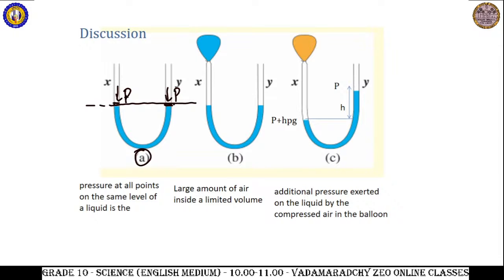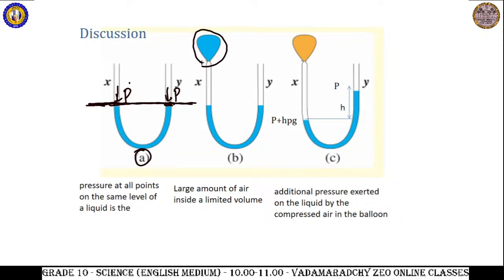Is that clear? In the first scenario, in the U-tube, the water level is the same. Why is it the same? We already studied that the pressure at the same level of a liquid is the same. We already know the pressure at the surface of the liquid is atmospheric pressure. There is no water column here, so the pressure at these two points is actually atmospheric pressure, created by the atmosphere.